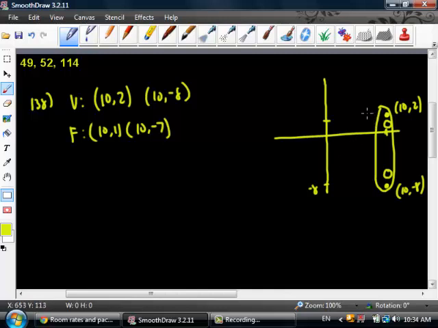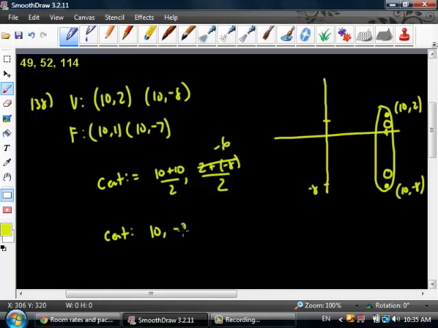I need to find the center of this thing. Well, the center is found by finding the midpoint of the vertices, so the center is going to equal (10 plus 10 over 2, 2 plus negative 8 over 2). So my center is going to be (10, well that's negative 6, so that's negative 3). Alright, so here's my center, (10, negative 3), and I apologize for the small writing.